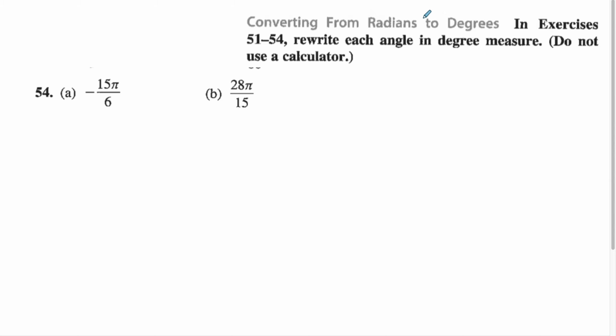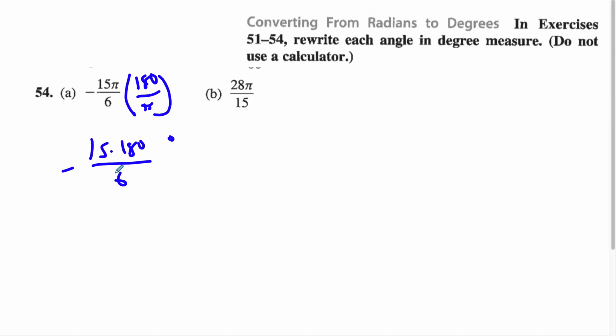Convert from radians to degrees. Do not use a calculator. Okay, so instead of multiplying by pi over 180, I'm going to multiply by 180 over pi. That way the radians will cancel out and I'll be left with degrees. So notice the pi's cancel out, and so I get 15 times 180 over 6, but it is negative, right? Degrees.